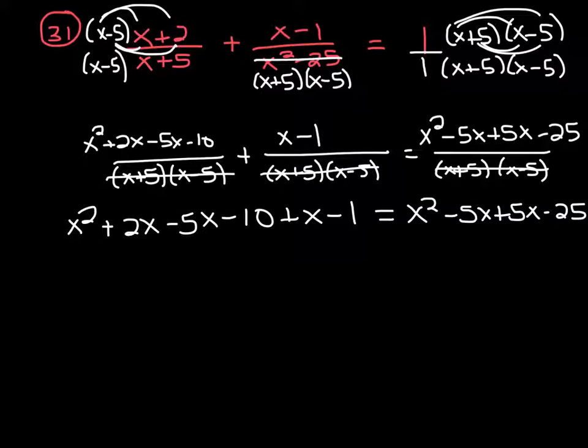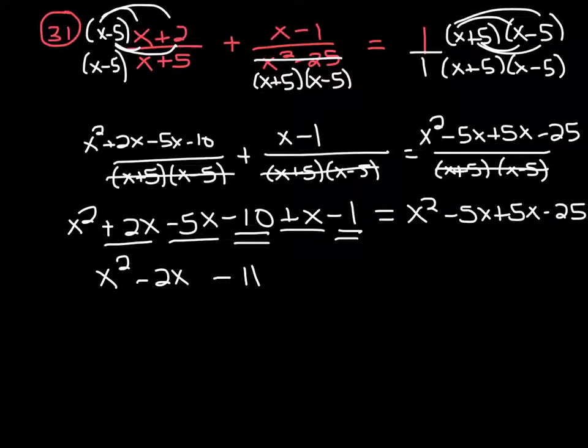On the left-hand side of the equation, this x squared doesn't combine with anything, so I'm just going to bring it down. Then we have a positive 2x, a negative 5x, and a positive x. So 2x minus 5x is negative 3x, plus x is negative 2x. And then when I combine my negative 10 and my negative 1, that gives me negative 11. On the other side of the equation, the negative 5x and the positive 5x are going to cancel off, leaving me with just x squared minus 25.